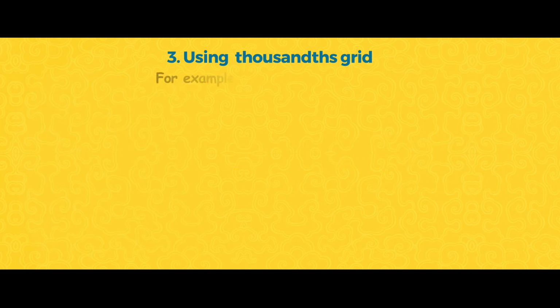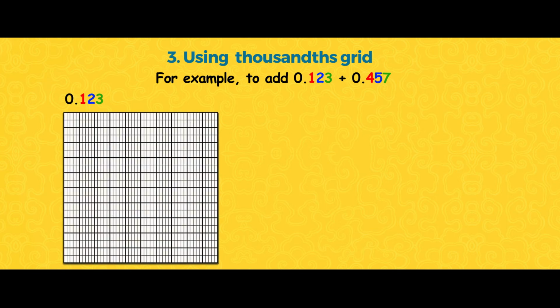Let's take 0.123 plus 0.457. Now let's add using the 1000 grid. In the first addend, there's no ones, but you have 1 in the place of tenths. And then I have already said that the whole column represents a tenth. So since you have 1 in the tenths column, you have to shade or mark the whole column. So this is how we mark.